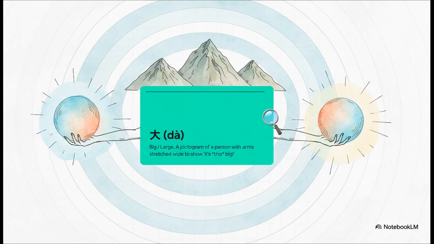Okay, let's switch over to size. This character is da meaning big or large. And the brilliance of this character is in its simplicity. It's a pictogram of a person. See it? A person standing there with their arms stretched wide open, as if they're saying, it's this big. It is such an intuitive, physical representation of the whole idea of largeness.